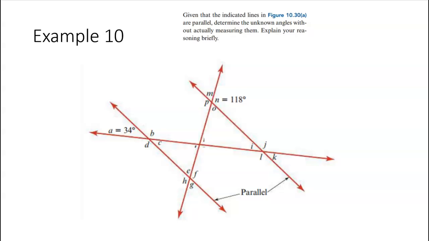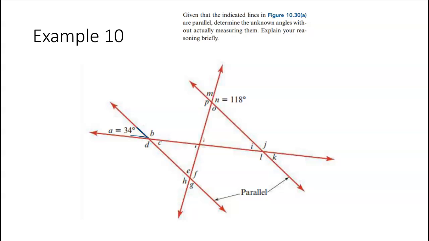All right, let's continue on in 10.1. And given that the indicated lines are parallel, determine the unknown angles without actually measuring them. All right, so we're going to use all of the knowledge that we have so far, and let's see what we've got here. So let's just start with this section here.